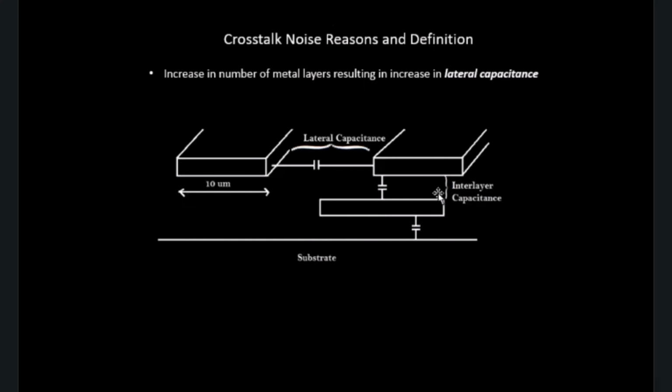So the capacitance between two different metal layers is referred to as interlayer capacitance. The definition is quite obvious from the term itself. Interlayer means the capacitance between two consecutive layers. And the capacitance between two wires in the same level, in the same metal layer, is referred to as lateral capacitance. So what we have said is the second reason for increase in crosstalk noise is increase in the lateral capacitance. And why is the lateral capacitance being increased? It's because of the increase in metal layers. Now, why is there an increase in number of metal layers as we go to lower nodes? Let's try to understand that part now.